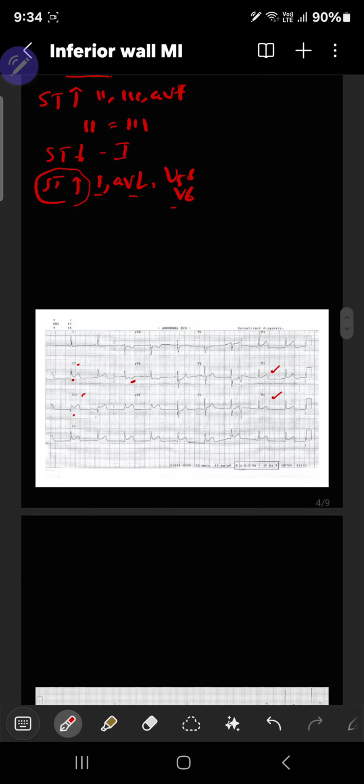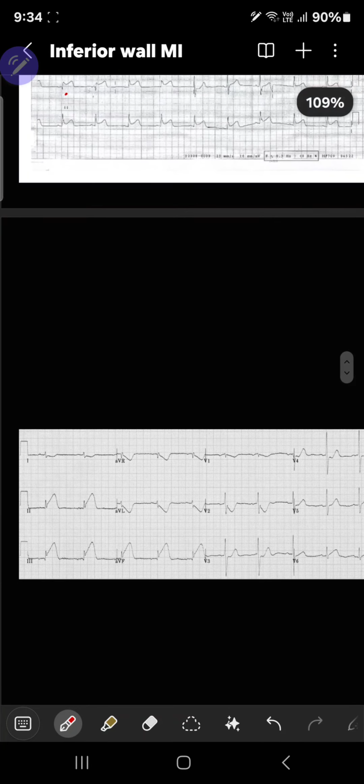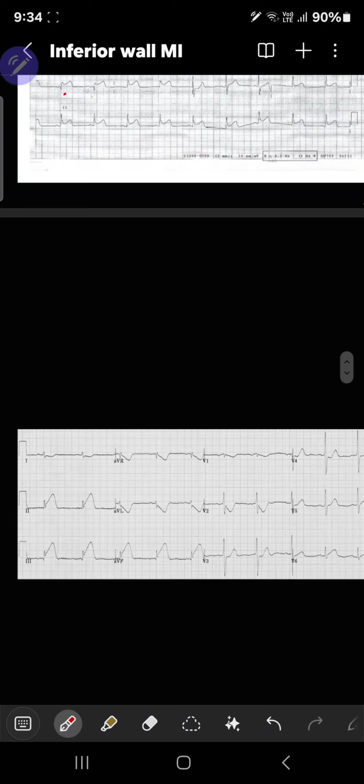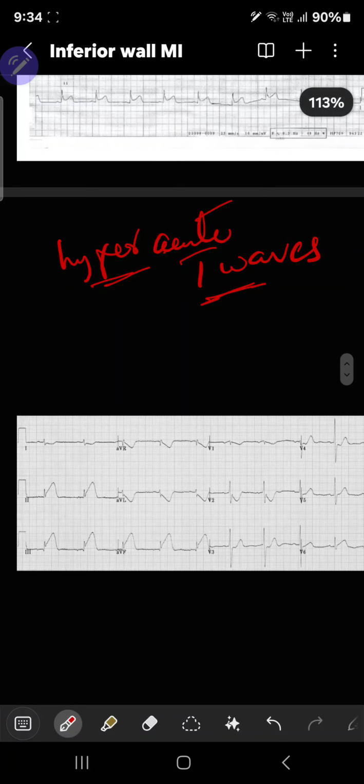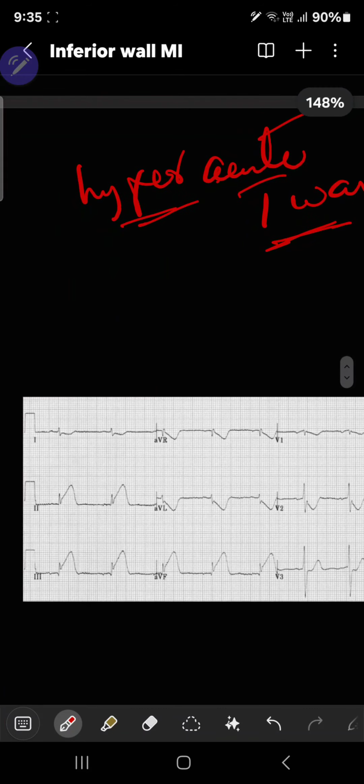And we move on to the other variant, inferior wall MI with hyperacute T waves. As you can see, there is ST elevation MI, there are ST elevations, but the T wave is very large, right.